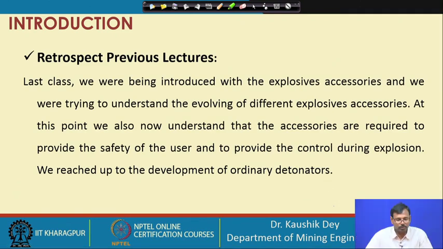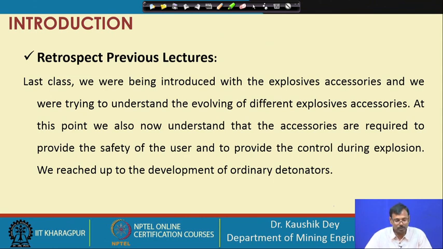Last class we were introduced to the explosive accessories, and we tried to understand the evolution of different explosive accessories. The example is that we found the detonator evolved to accompany a nitroglycerin based explosive, that is dynamite. So, for that the ordinary detonator was developed.